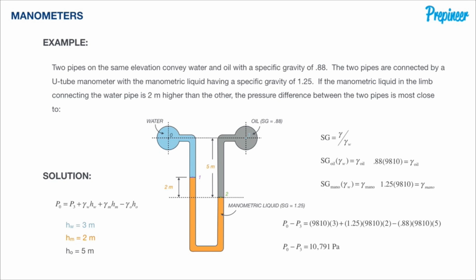Now, simply plugging all these values into our calculator, we find that the pressure difference between the two pipes is 10,791 pascals. Or the pressure difference is 10.8 kilopascals. And that's it. That's all there really is to it. No matter what the type of manometer layout you are presenting, whatever it may be, simply deploying your knowledge of the pressure height difference and the relationship will get you to the answer you're looking for.